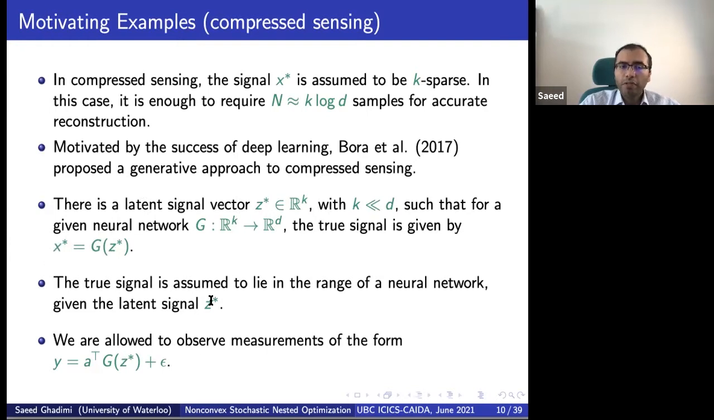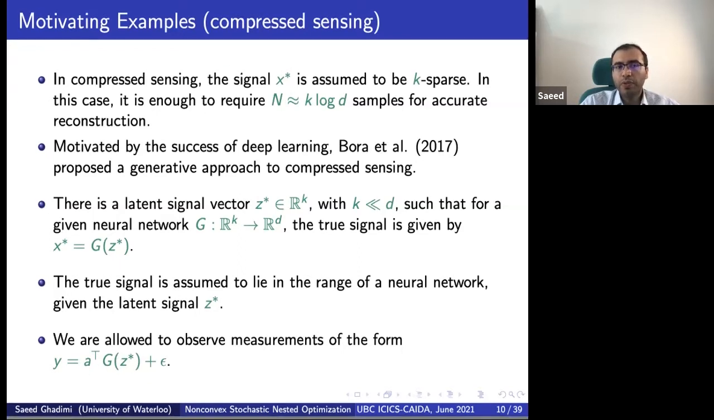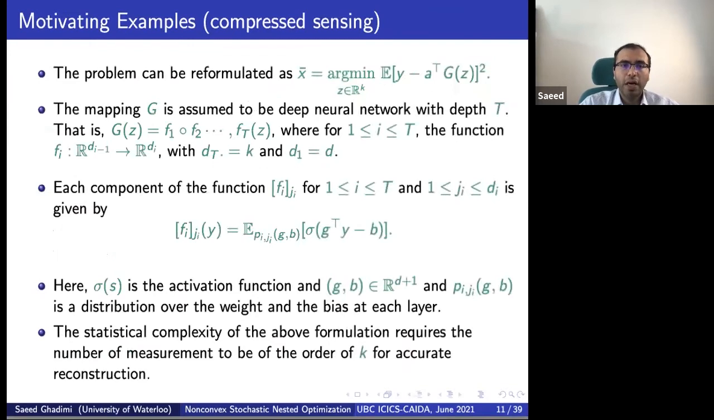So again, here we assume that we are allowed to observe the measurement A transpose times G plus noise. In this case, the optimization problem would be the expectation of Y minus A transpose G of Z squared. So this G is no longer a linear term here. It is assumed to be a deep neural network with depth T, for example.